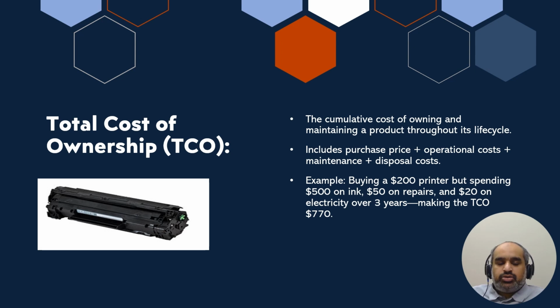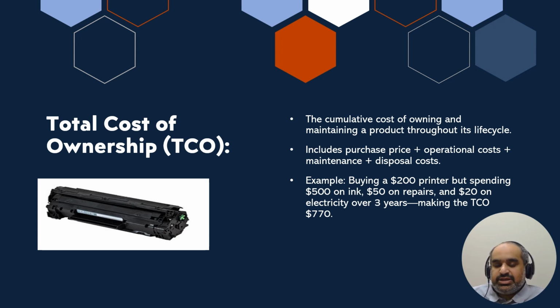Now we talk about total cost of ownership, TCO. What does that mean? The cumulative cost of owning and maintaining a product throughout its life cycle. It includes the purchase price, which is just what we were considering in the first topic when we talked about price, plus operational costs, plus maintenance, plus disposal costs.